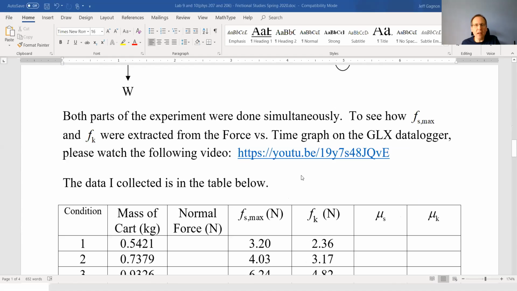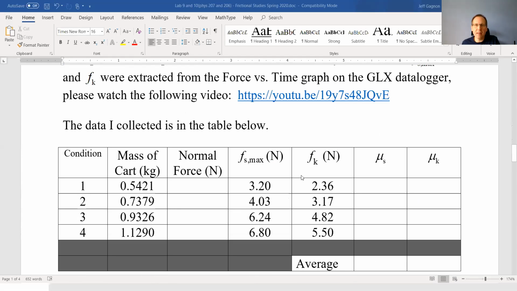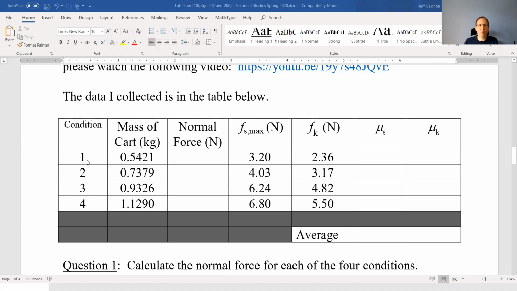Okay, so then I filled in part of this table for you. This is the data that I collected, right? Again, you'll see all that when you watch those 2 videos. So we have the 4 conditions. The first condition was the wooden cart with 2 of those square weights added. The second condition is the wooden cart with 3 weights added, then 4 weights added, and 5 weights added. So I got the mass of the cart by massing it on the scale, and then I converted to kilograms. So this is the mass of the cart.